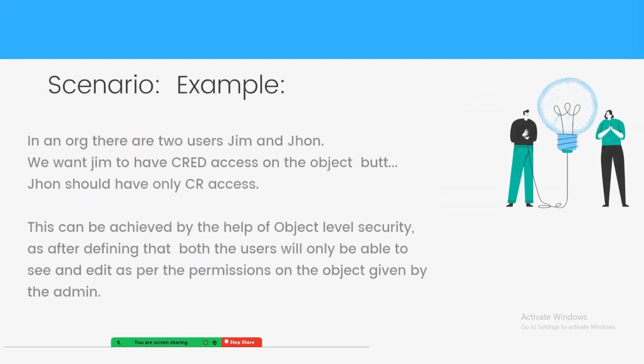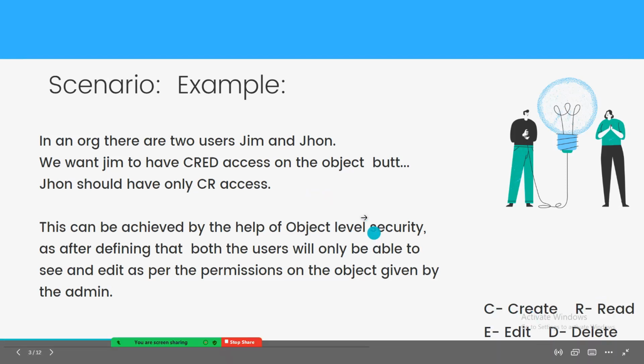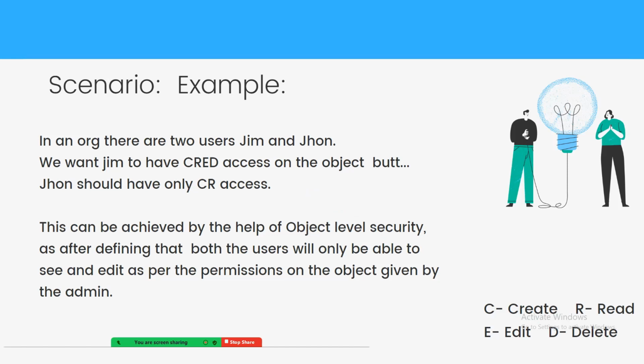So what is profile? Before that, we can discuss a scenario, an example of object level security. In an org there are two users, right? Jim and John, and we want them to have CRED access on the object. What is CRED access? Create, read, edit, and delete. You can see over here, right? We want Jim to have all the access, but John should have only create and read access. And it should be on an object. So how can we achieve it? With the help of object level security.